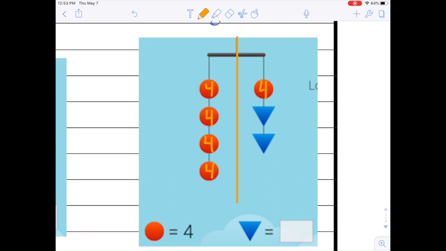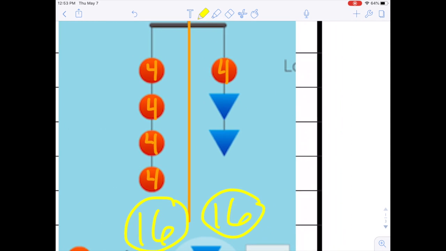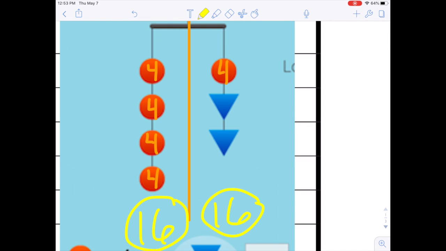So if I know that these circles are all 4, if I added them up, 4 plus 4 plus 4 plus 4, the other way to say that, repeated addition as multiplication, 4 times 4, this side equals 16. So this side needs to equal 16. So I have to think this through now. I have 16, and I know I already have this circle for 4. So if I have 16 and I take away the 4, that means that what I have left here would equal 12.